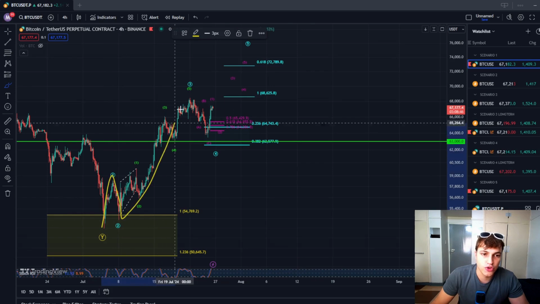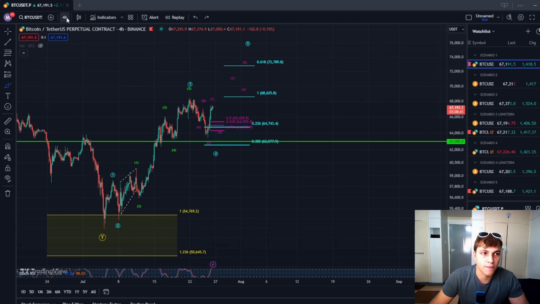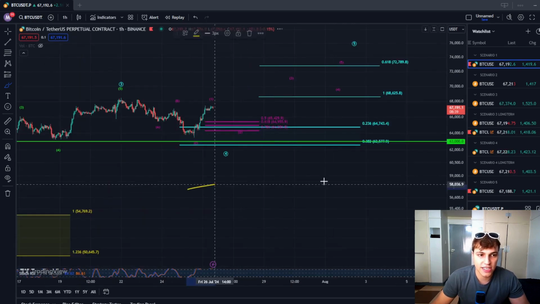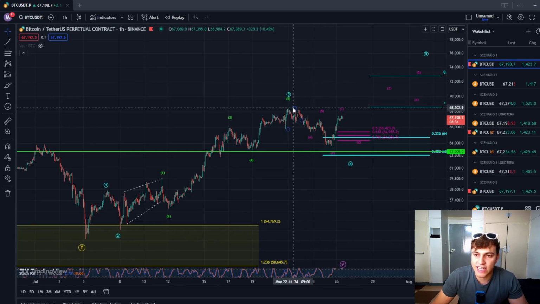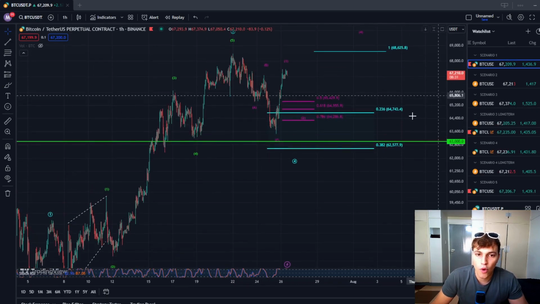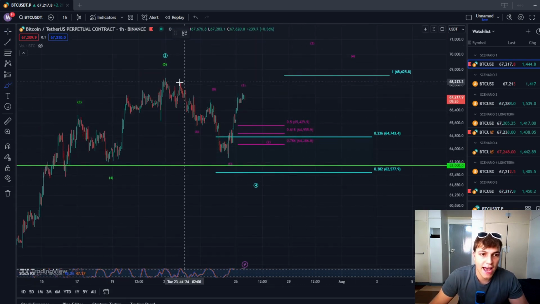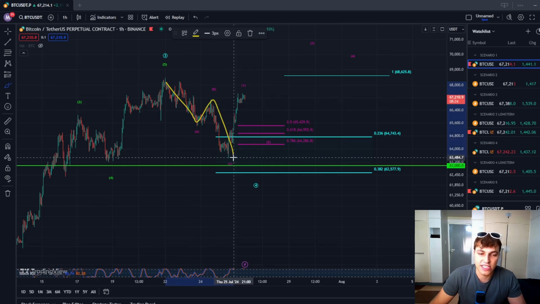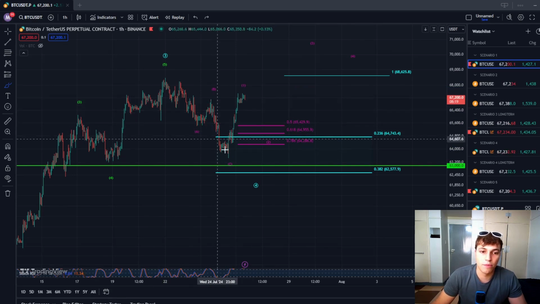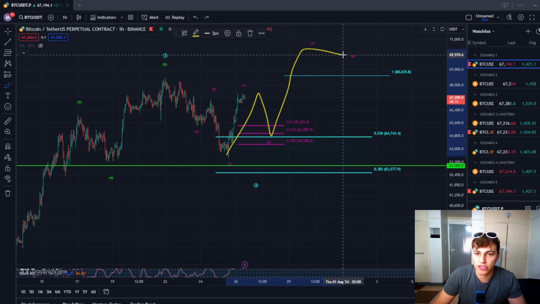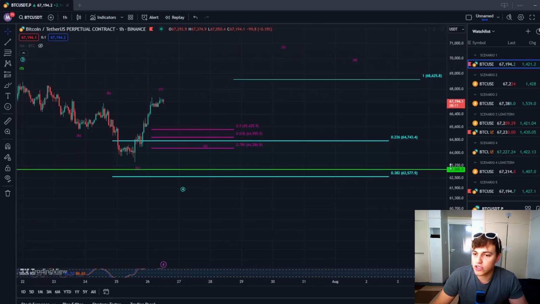A 1, 2, 3, 4 now finished, and now the 5 playing out. If we zoom into this, we can see that this wave 3 did finish at around $68,500. We had that wave 4 retracement as expected into our blue box in an A, B, C structure. This ABC structure hit the 1-to-1, and now we are moving up in impulsive prices. So at the moment, the wave 1 almost looks complete.